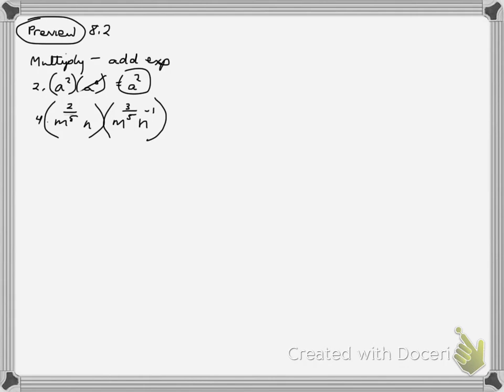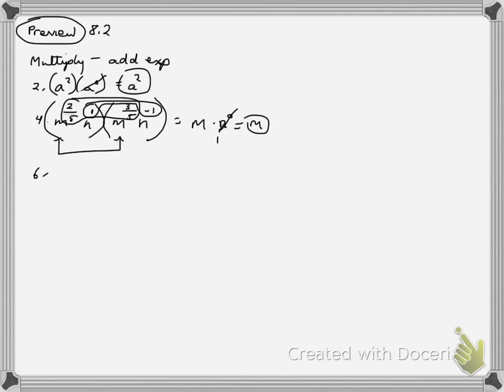This could look very complicated, but if I remember and I'm matching up my variables and adding my exponents, 2/5 plus 3 more fifths is 5/5, so this would be m to the 1 or simply m. N is the same as n to the 1, adding my exponents, and 1 minus 1 is 0. What is n to the 0? N to the 0 is 1. So this is simply m times 1 or m.